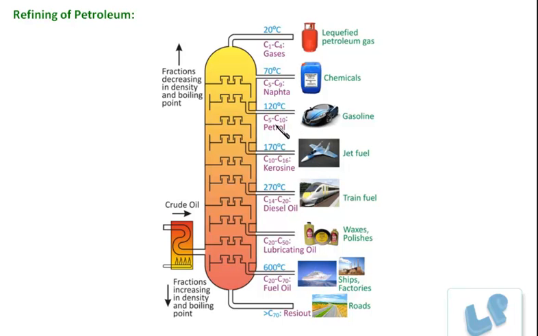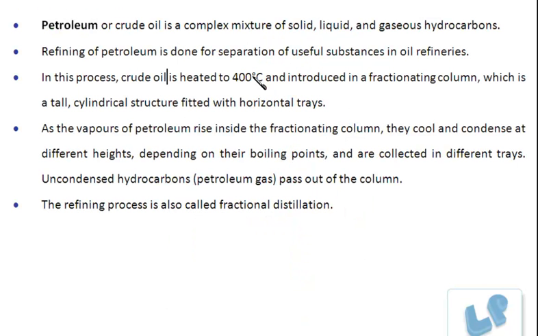The crude oil is not directly ignited; it is heated to 400 degrees centigrade and introduced in the fractionating column. At different temperatures, the vapors get condensed and they form different segments, different types of chemicals, or you can say the different types of fuels which are used. The refining process is also called the fractional distillation of petroleum, of crude oil.